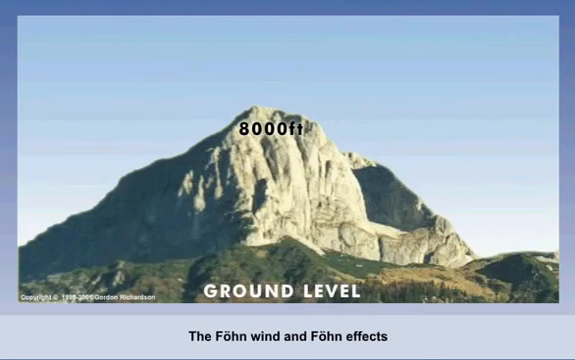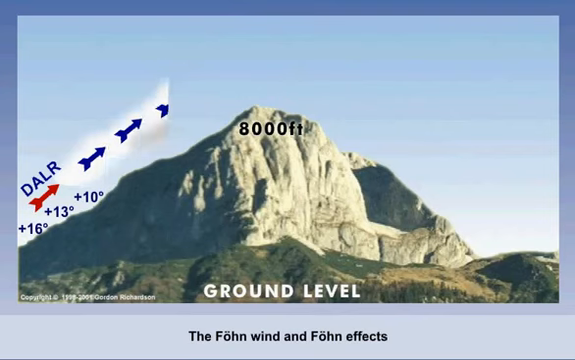The last wind that needs discussion is the Föhn wind. This wind is caused when stable air flows over a mountain and descends down the other side. As air is forced over a mountain, it will cool at the dry adiabatic lapse rate of 3 degrees per 1,000 feet until it forms cloud. From then on, if forced descent continues, it cools at the SALR.